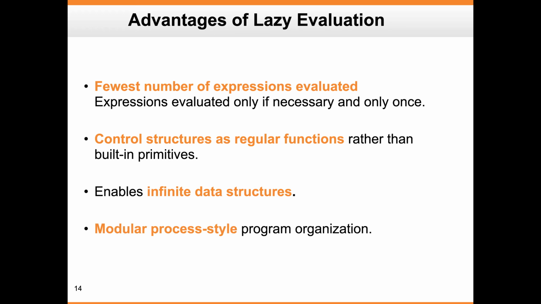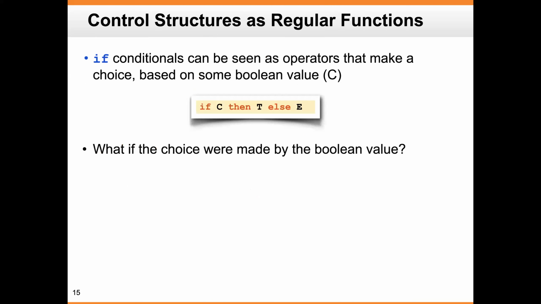And the fourth, which I will also elaborate on, is modular process-style program organization. This lazy evaluation enables us a modular program structure without sacrificing efficiency. We will come to this. Let's start first with control structures as regular functions. If conditionals can be seen as operators that make a choice based on the value of the condition C.